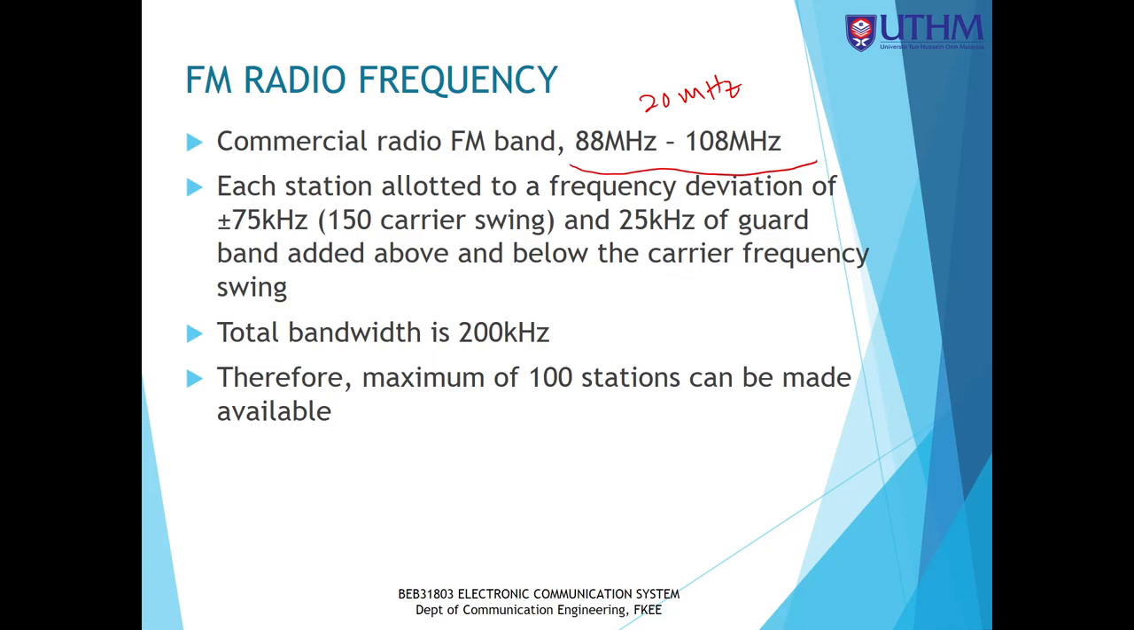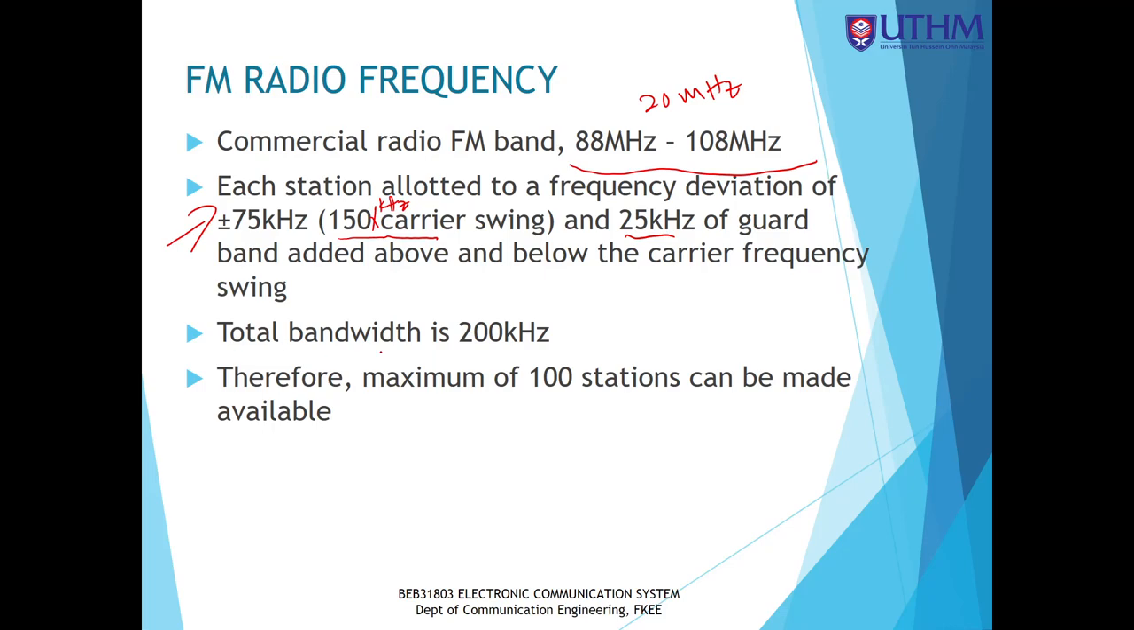This frequency band is shared by many radio stations. Dia dikongsi oleh banyak radio stations, where by standard the maximum channel bandwidth is only 200k, with a frequency deviation of 75 and 75 plus guard band. So we have 200 kilohertz for each channel. From here you see that each radio station is allotted a frequency deviation of plus minus 75 kilohertz, where the carrier swing is 150k. Ini tertinggal, so please correct this one: it is 150 kilohertz, not 150. It's 150 kilohertz of carrier swing. Remember, carrier swing is in terms of hertz. And 25 kilohertz is for the guard band above and below the carrier swing.